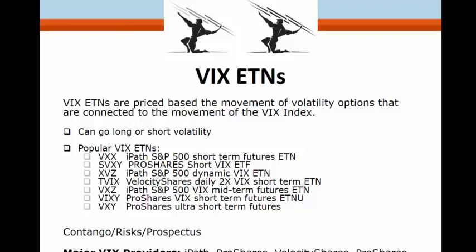And then these others are also well known, especially the 2X, the leverage ones, the TVIX, and then there's a UVXY. Those tend to be very popular because now you're putting leverage on top of volatility, so that can be a fast-moving trade. So we got the major providers, iPath, ProShares, Velocity Shares, and you can go to their websites and learn all about these.